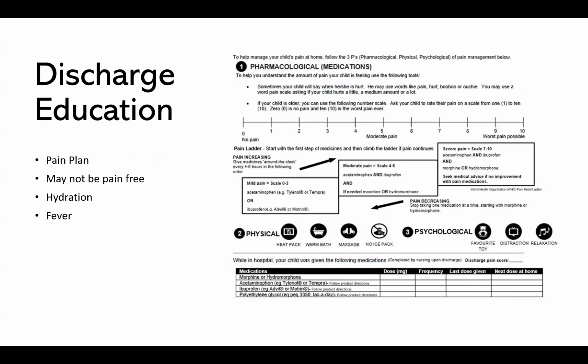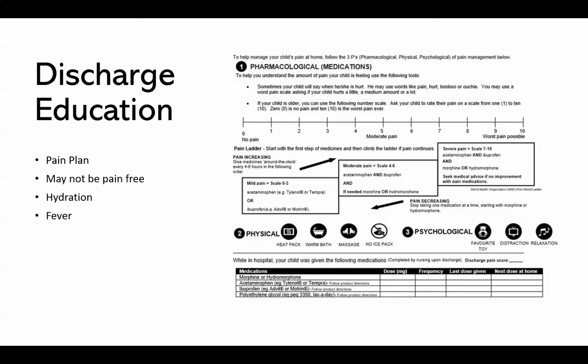So once we get to the point of being discharged home, this also goes back to quality statement number 3 about having a plan in place at discharge. So this is a discharge plan that we use with our families. It again reviews the 3 Ps, but specifically we're looking at the pain ladder. And so this pain ladder can either go up or down.